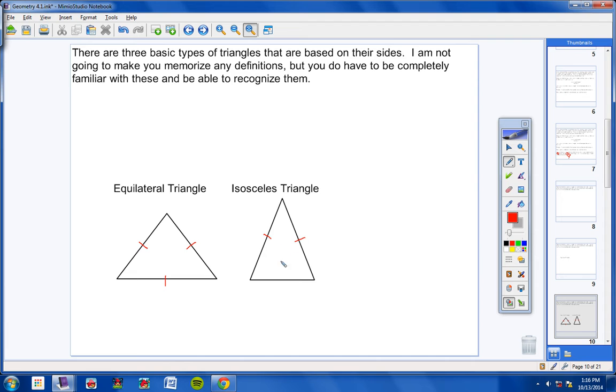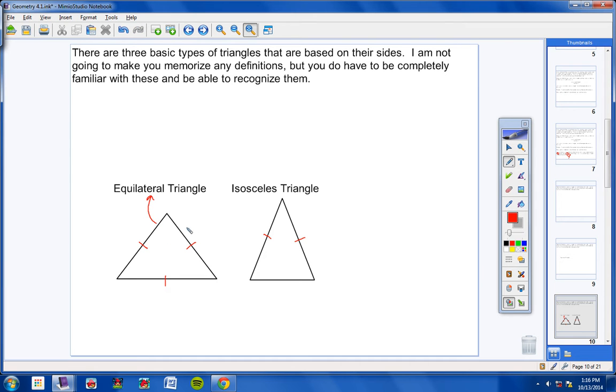Now this is an isosceles triangle because an isosceles triangle has at least two congruent sides. But here's the catch. Guys, look at this. An equilateral triangle also has at least two congruent sides. It has three. So please listen to this carefully. This triangle right here is an equilateral triangle.